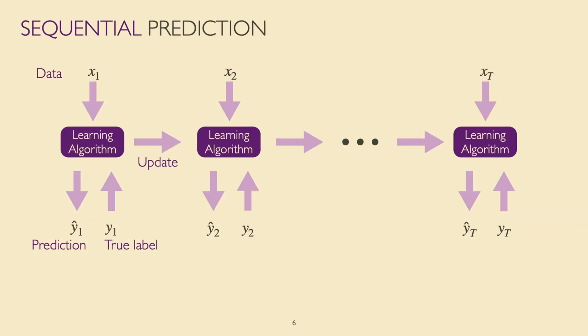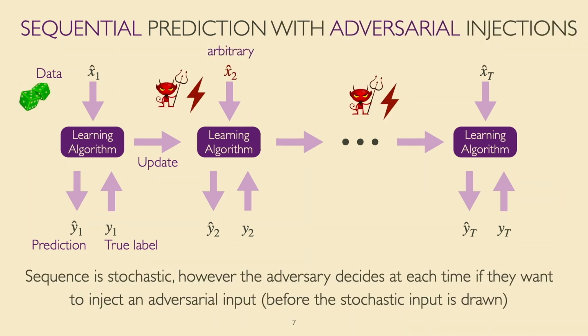Okay, so let's get back to our sequential prediction model. This is the model that I discussed before. We have data coming to us one at a time, and we're making a prediction at every time step. What we're going to add here is adversarial injections.